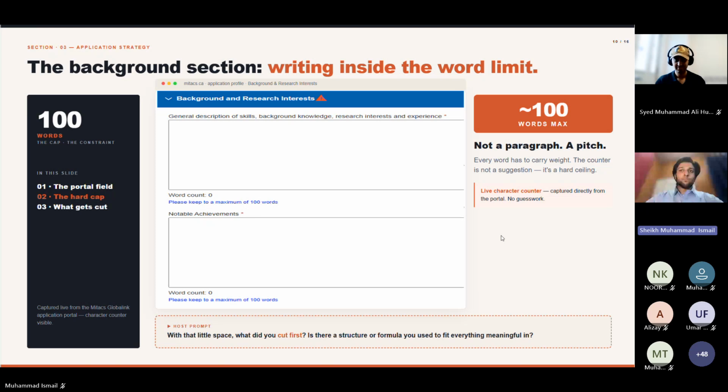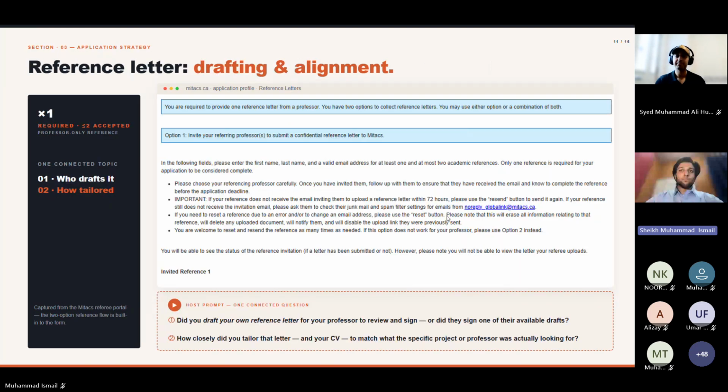And let's talk about reference letters, shall we? Because Mitex only requires one, up to two are accepted, and it has to come specifically from a professor rather than an employer or anyone else. And here is something worth knowing: the portal itself actually gives your professor two options when they are submitting it. They can either sign off on a letter that you draft for their review, or they can use one of their own existing drafts that they already have on file.